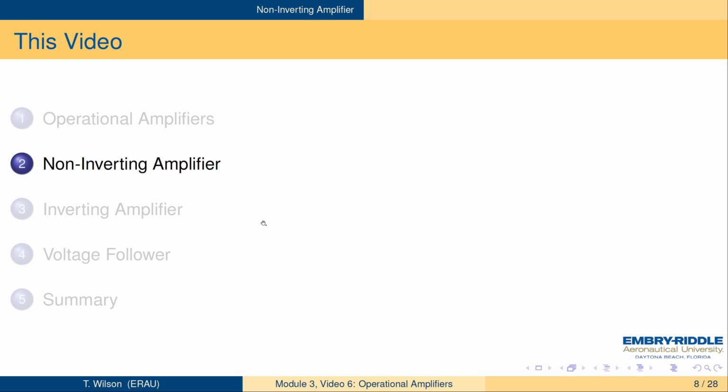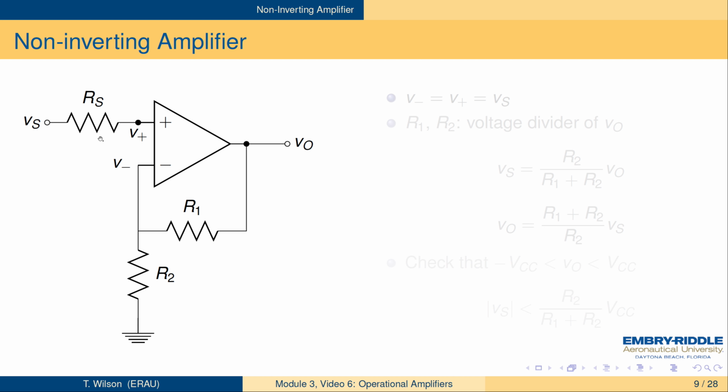So here we go. Here's a non-inverting amplifier circuit. You've got an input VS hooked up to the non-inverting terminal through a resistance RS. And then you've got the output connects to V minus through a resistance R1, a feedback resistor actually. And V minus is also connected to ground through a resistor R2. So let's see how this works.